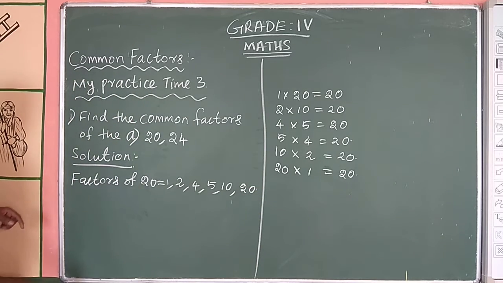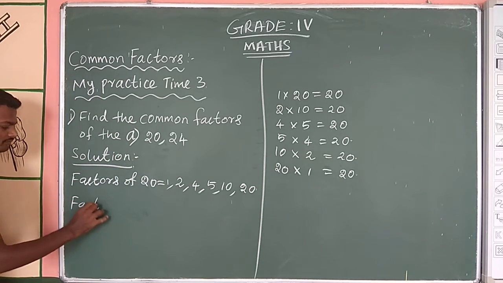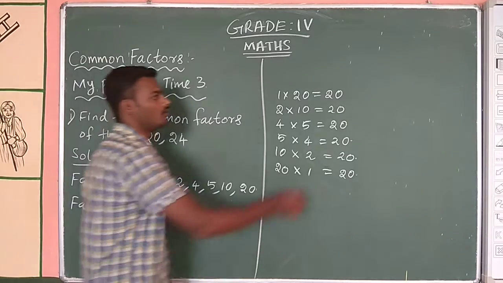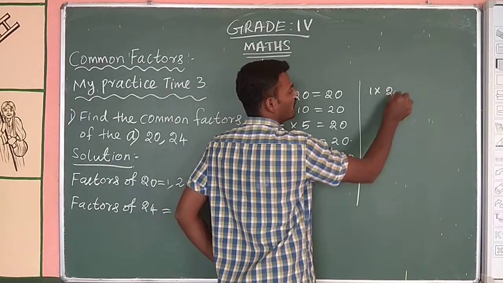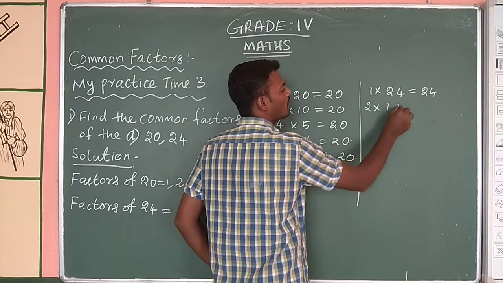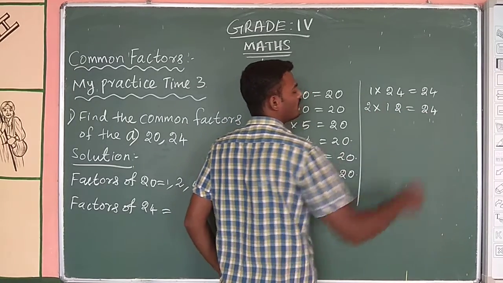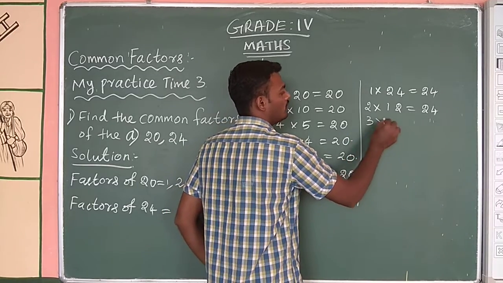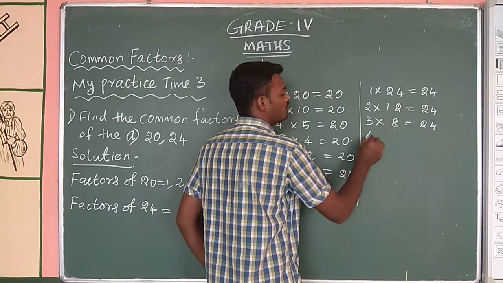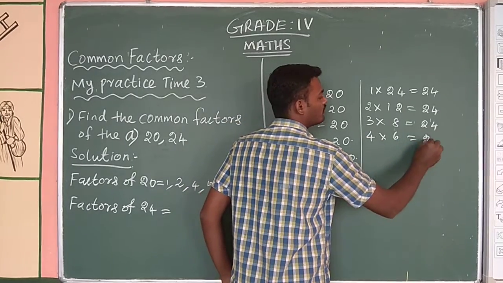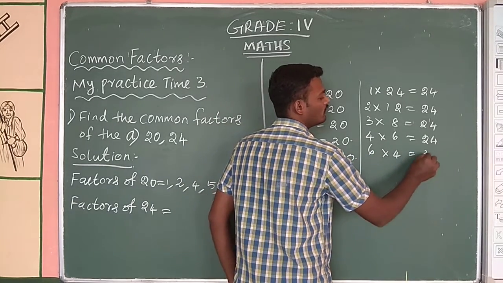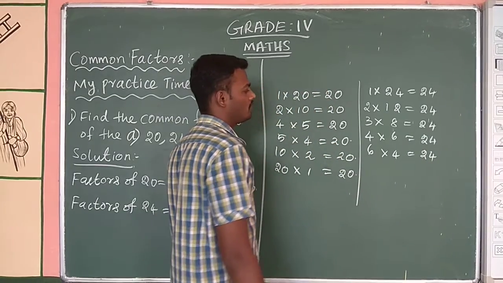Next one, factors of 24. 24 comes in the first table, 1 24s are 24. And 24 comes in the second table, 2 12s are 24. In the third table, 3 8s are 24. Fourth table, 4 6s are 24. Fifth table does not come. Sixth table, 6 4s are 24. In the seventh table, 24 does not come.